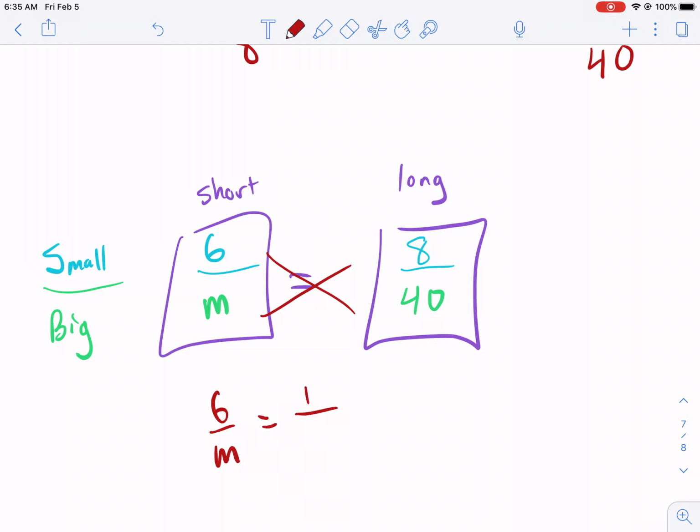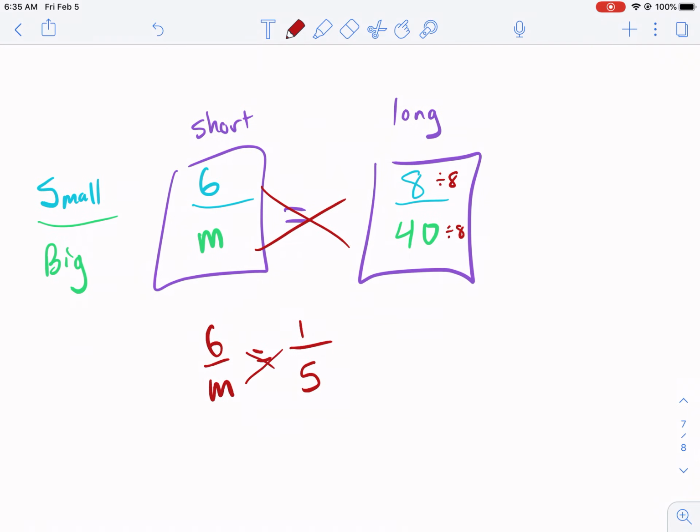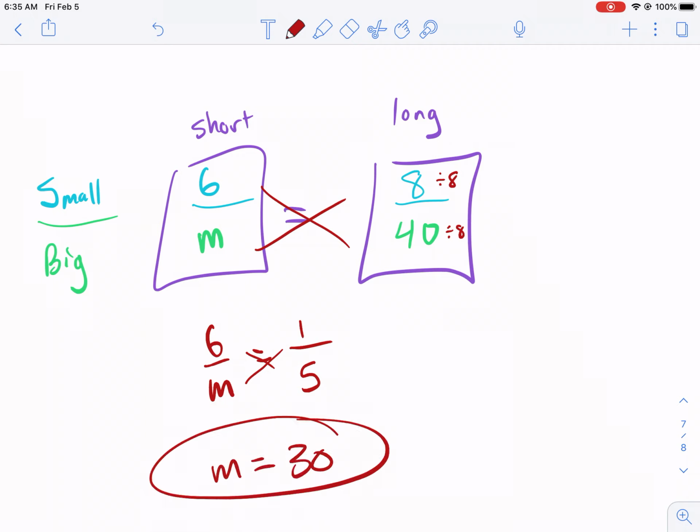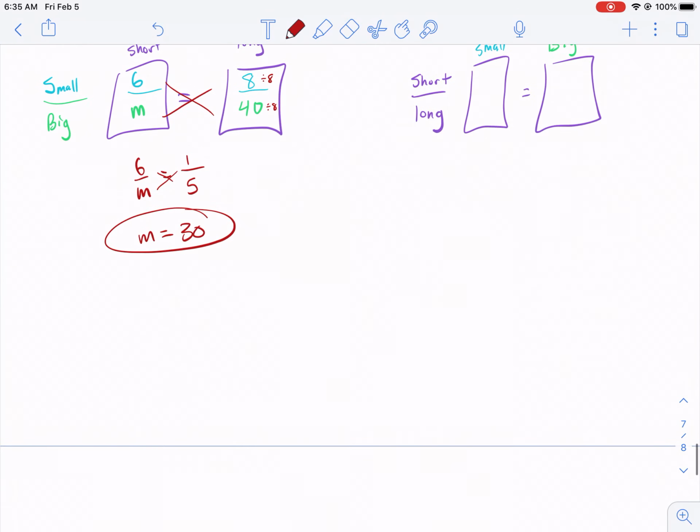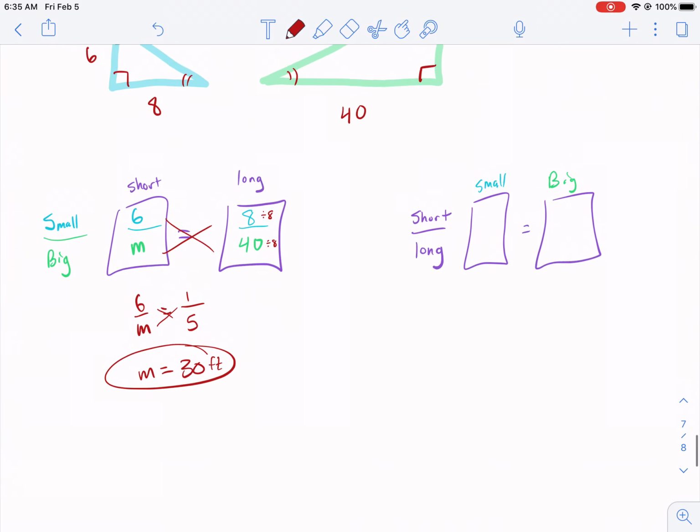So 8 over 40. 8 goes into 40 five times. Divide both the top and bottom by, not 5, 8. Okay, so we get 1 over 5, and then we cross multiply, much easier. We get 1m equals 30. Okay, so we know the mast is 30. What are the measurements? 30 feet. 30 feet tall. Okay, pretty tall mast.